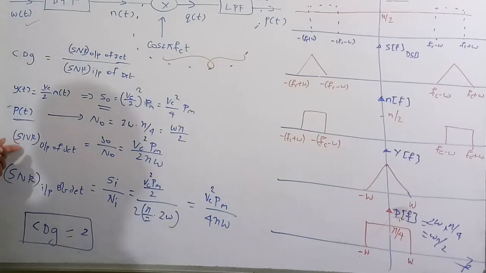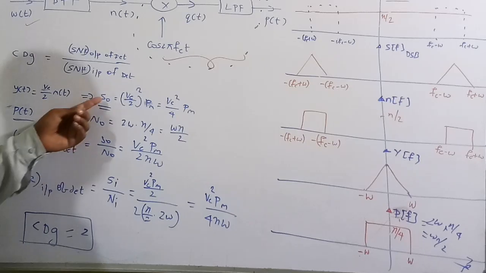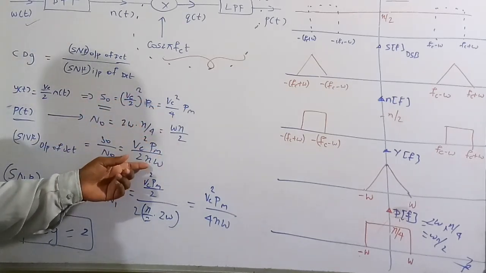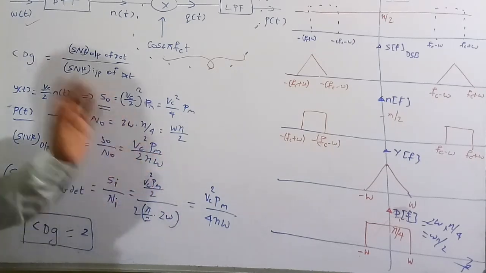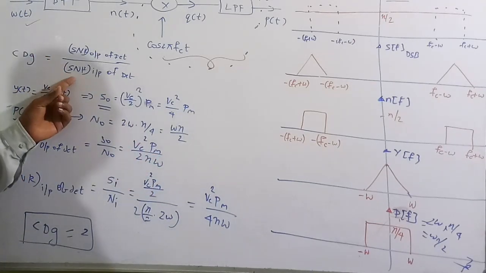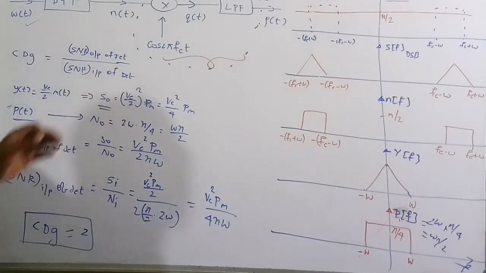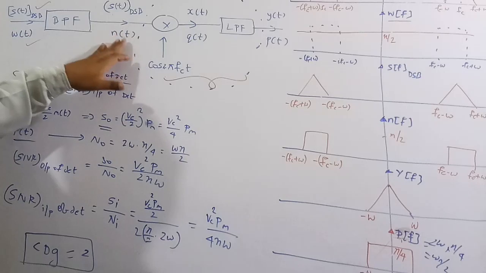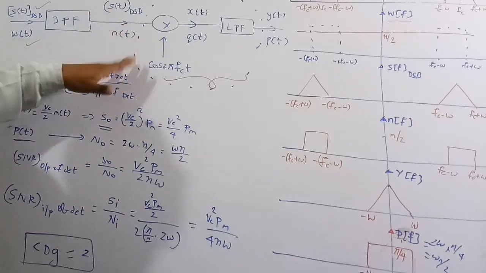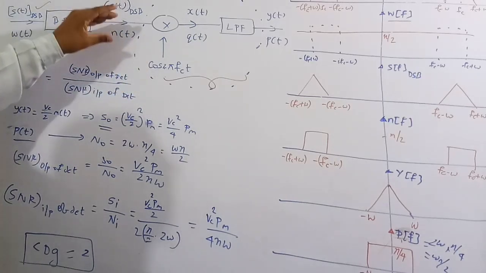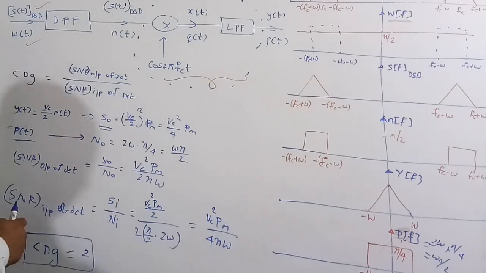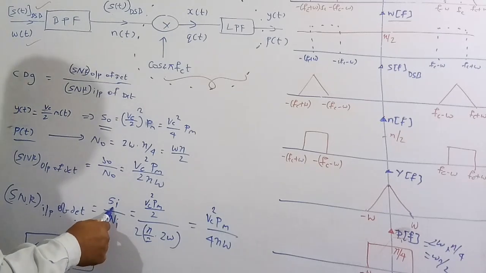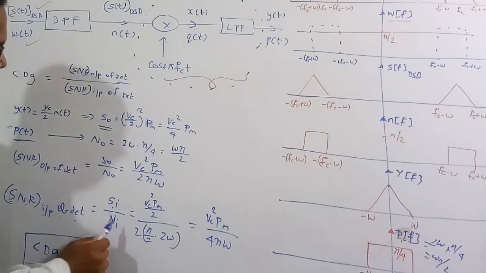Now I want to know the signal to noise ratio at the output of the detector, which is S naught by N naught. We know the value of S naught and we know the value of N naught. Substituting them, finally we get Vc square Pm by 2 eta W. And now we need to find the signal to noise ratio at the input of the detector. For the input of the detector, the signal is S of t DSB and the noise is N of t. So I want to find the power in S of t DSB and also the power in N of t. Basically the signal to noise ratio at the input of the detector is the signal power present in S of t DSB divided by the noise power present in N of t.